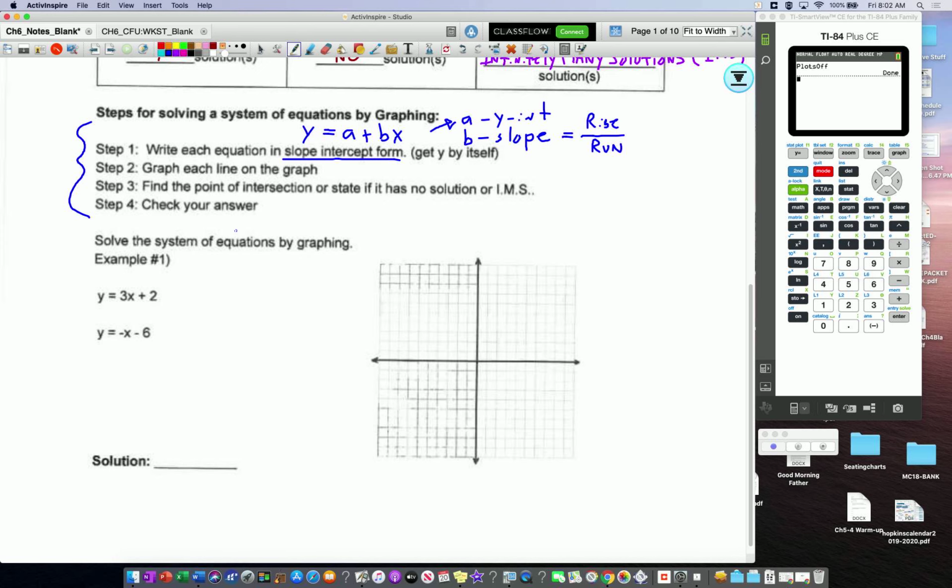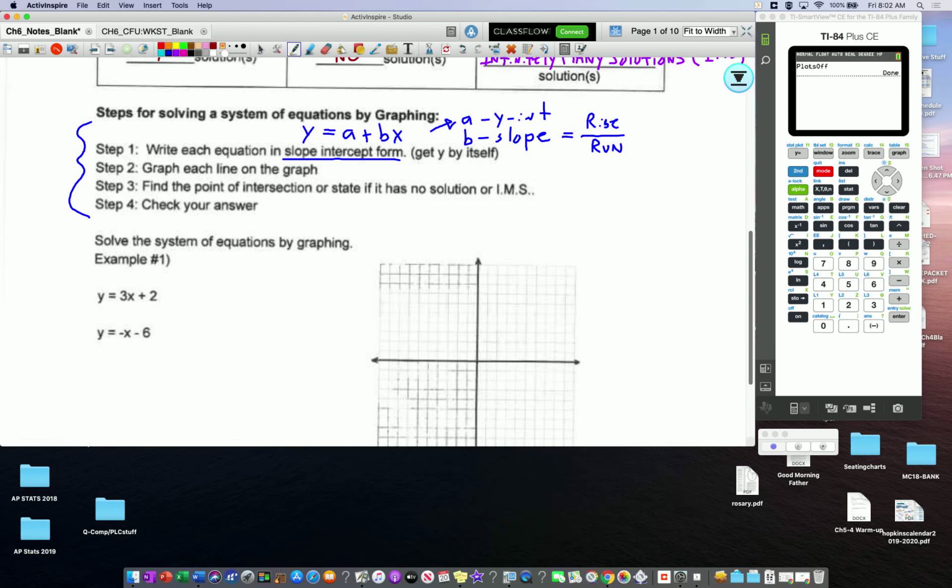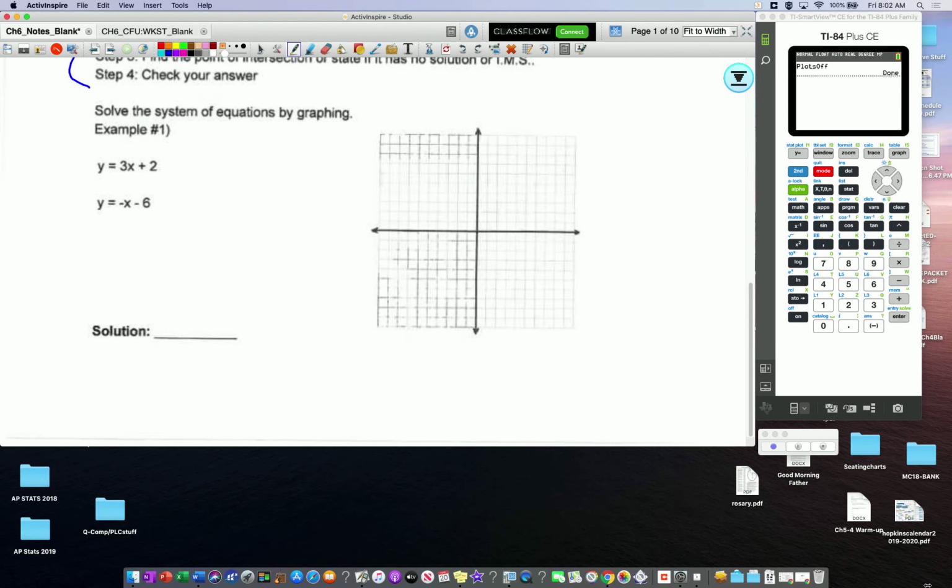Finally, check your answer. One of the things you can do is plug it back into the equations and check to make sure it actually makes true statements. All right, so let's look at this very first one right here. We'll move this up just because it's a little easier if it's a little bit higher for me. So this problem here says solve the system of equations by graphing.